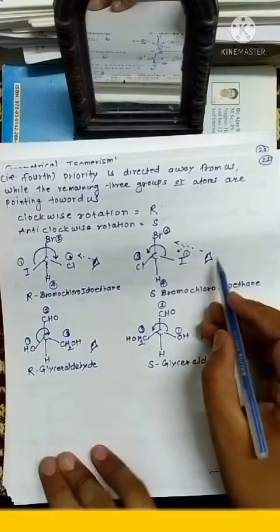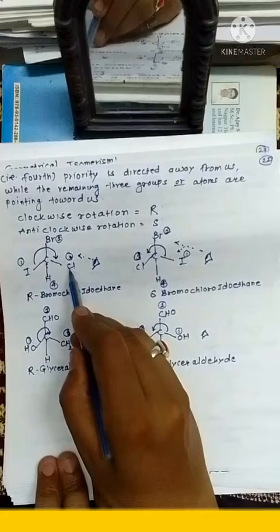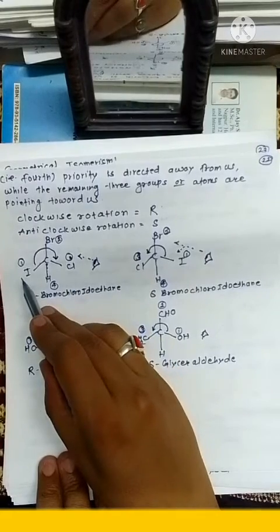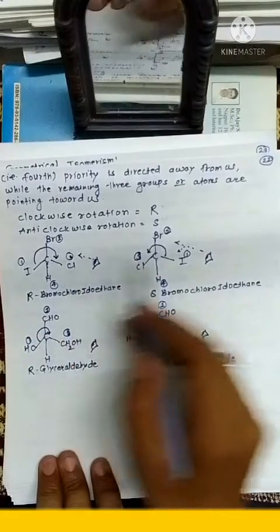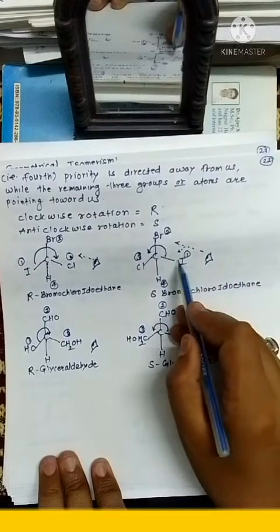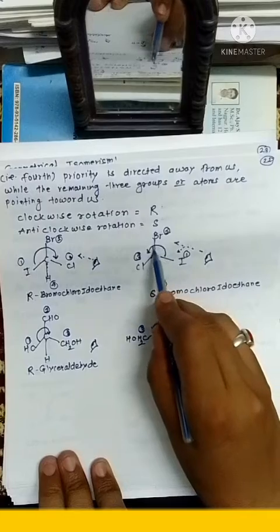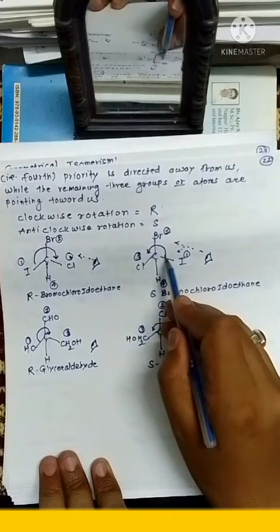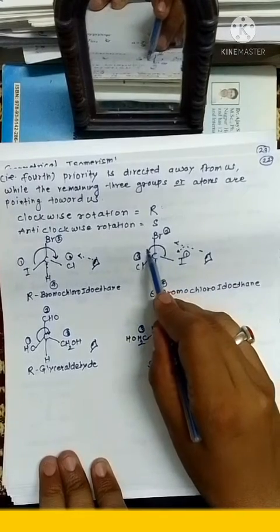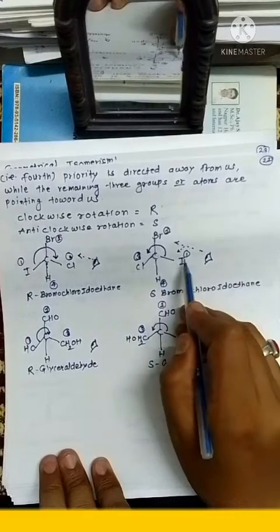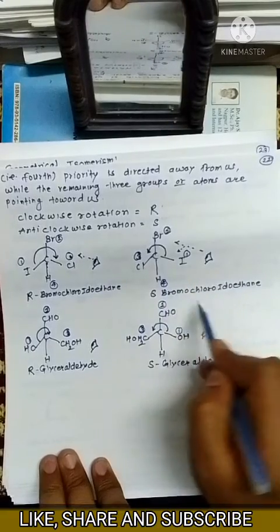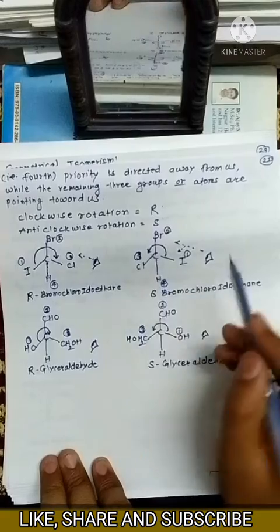Now what happens if we change chlorine to the left hand side and iodine to the right hand side? In this case, the observer sees the sequence like this: first is here, second is here, and third is here. The observer moves their eyes in an anti-clockwise rotation. That's why it is known as the S form of the compound.